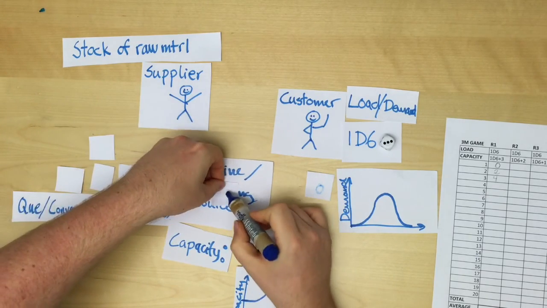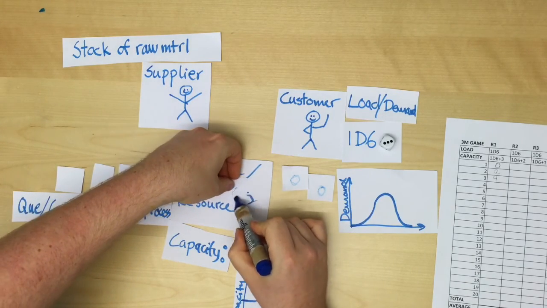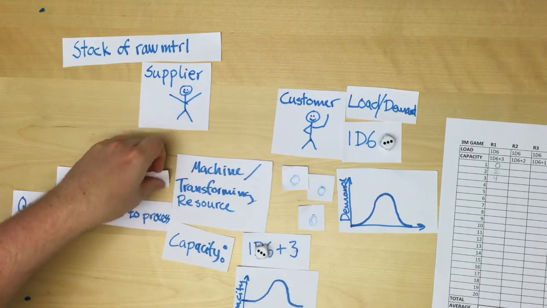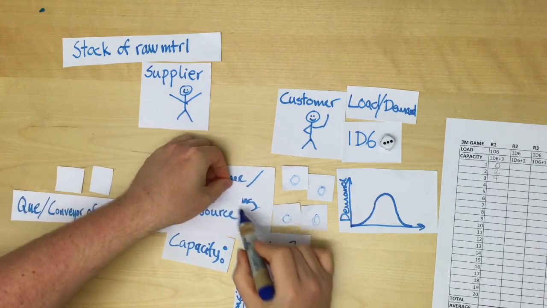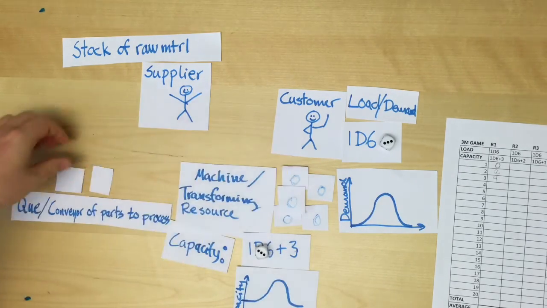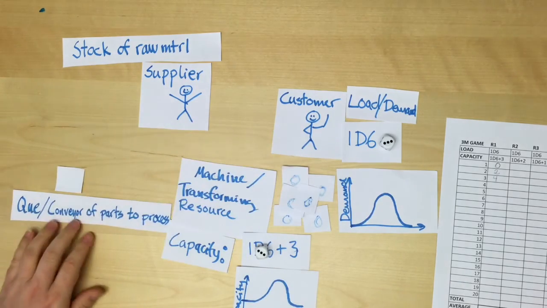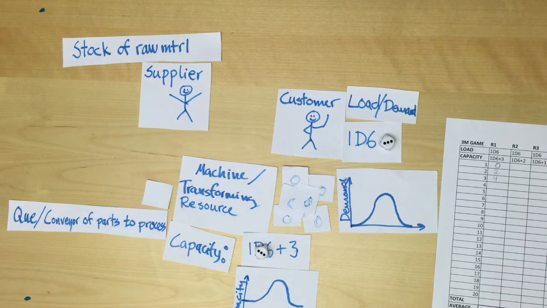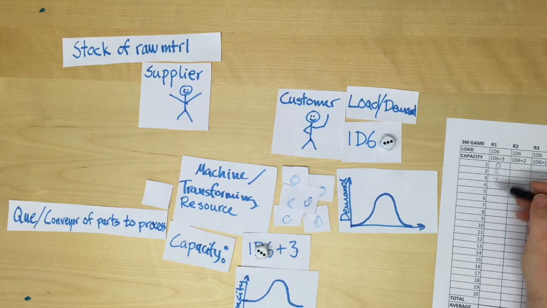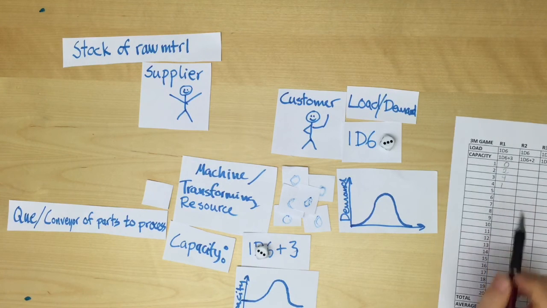1, 2, 3, 4, 5, 6. Okay, so we have one remaining in the queue now. So we take this 1 remaining and put it in the queue for this turn.